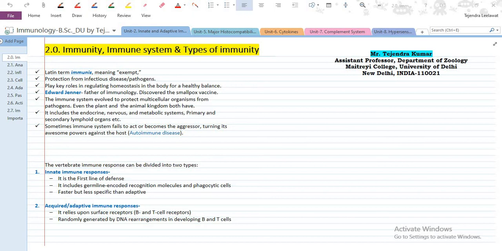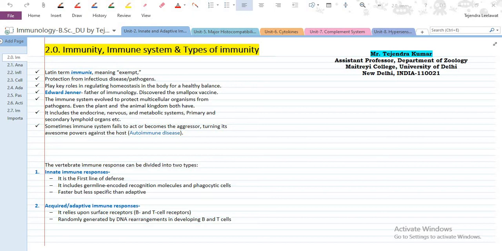Innate immune responses are those which come as the first line of defense, meaning they protect us from the outside, and they are external especially. That's why it is called the first line, because they are just outside and directly facing the pathogens present in the environment. It includes germline encoded recognition molecules and phagocytic cells. These are faster but less specific than adaptive.